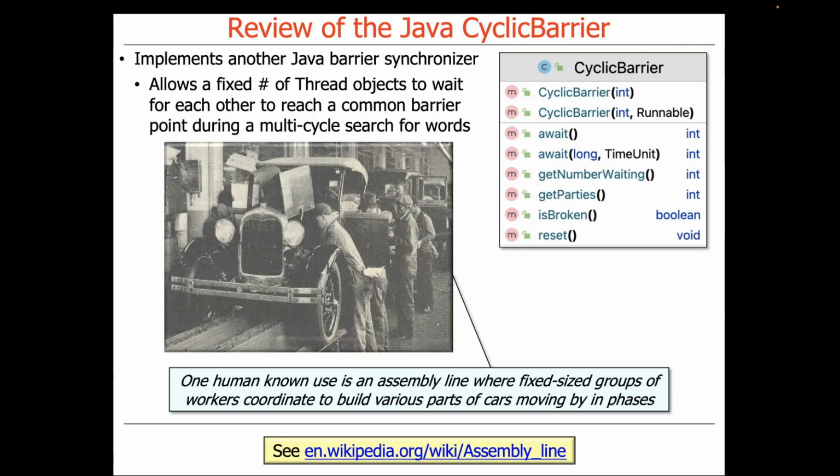One example of a human-known use of a cyclic barrier for cycles would be an assembly line where a fixed size group of workers coordinated each stage in the assembly line to build various parts of cars that are moving by in phases. So you might have one group of people who assemble the transmission, another group who might put in the seats, another group might put the upholstery or the cover on or the wheels on or the lights on or the electrical system or whatever. And each one of them would have a fixed group. There might be 4 workers per station and they would take turns as the stuff went whizzing by.